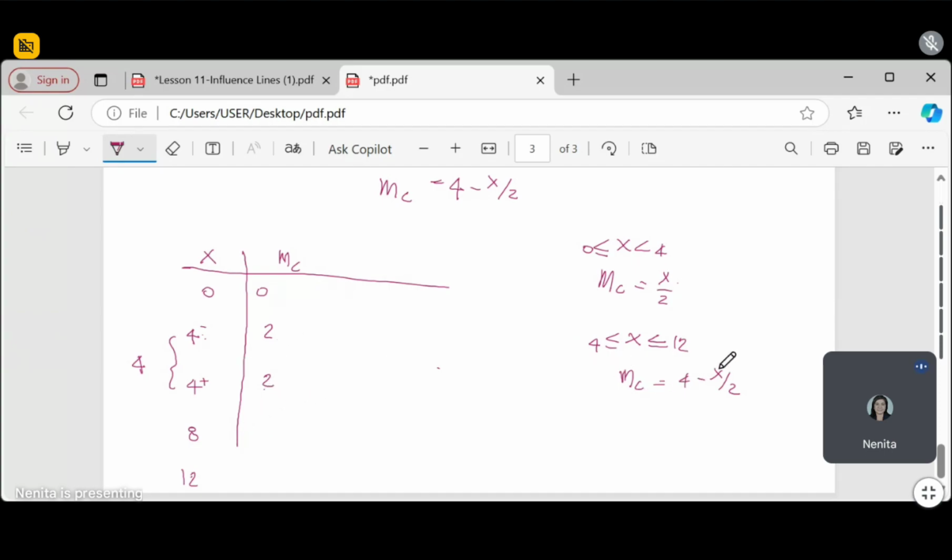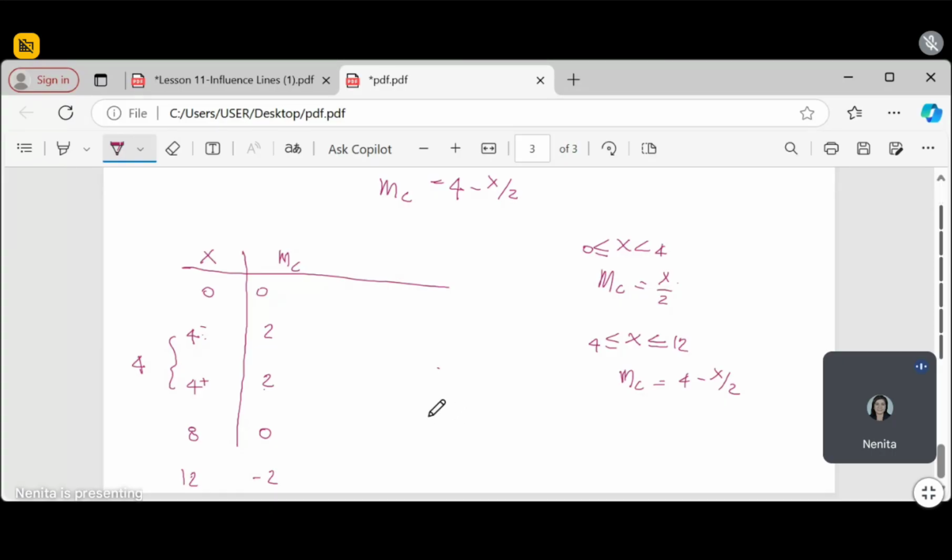If it's 8, 4 minus 8 over 2, isn't that 0? No, 8 over 2 is 4. If it's 12, 4 minus, what is 12 over 2? 6. 4 minus 6 is minus 2.